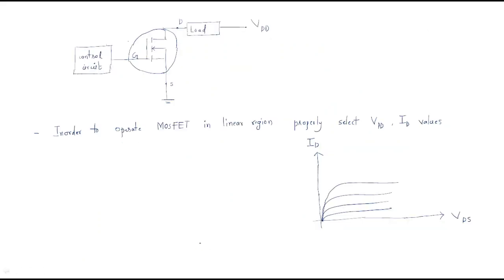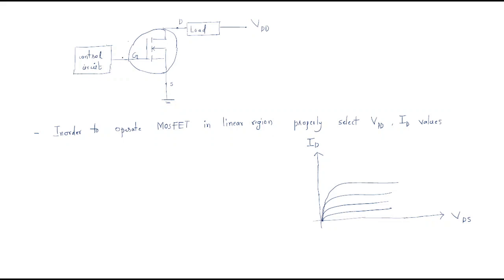Okay, next. In order to use the MOSFET as a switch, we need to arrange it in some manner. For the gate terminal you should connect a control circuit. This control circuit will operate the gate, and then it will act as a switch.